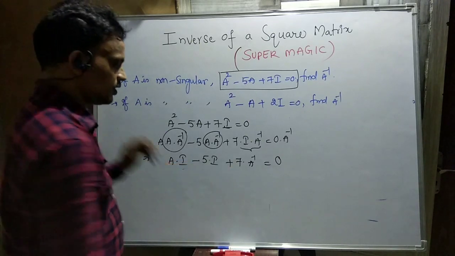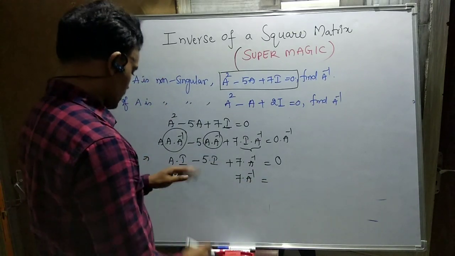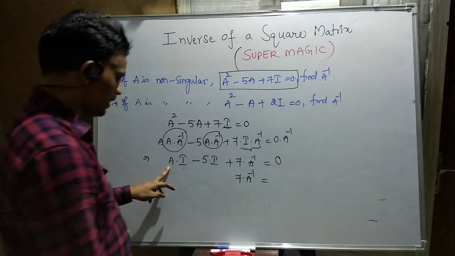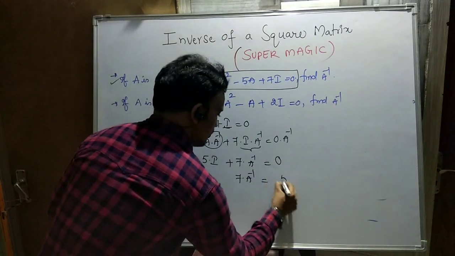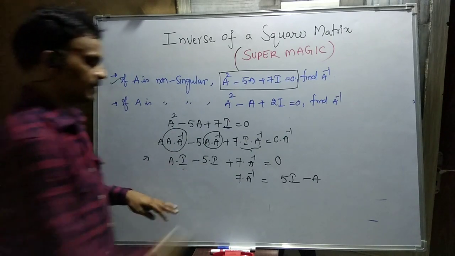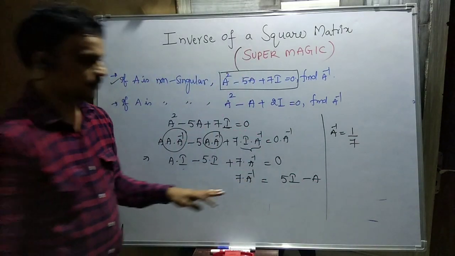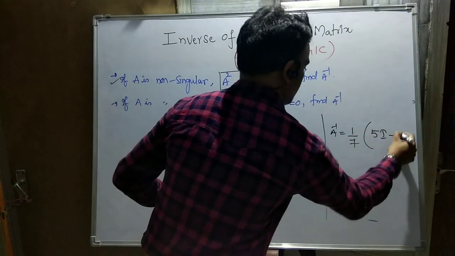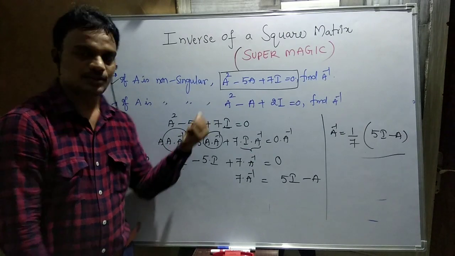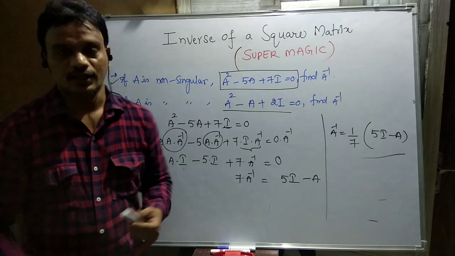Here we want only the inverse matrix. So 7 into the inverse matrix equals, sending these terms to the right side, identity multiplied with A is A, minus 5 times identity, so 5 times identity minus A. Then the inverse matrix A inverse equals 1/7 of 5 times identity minus A. That is a very simple and very important thing. Students, make a note and you can try the second problem, and send the answers in the comment box.